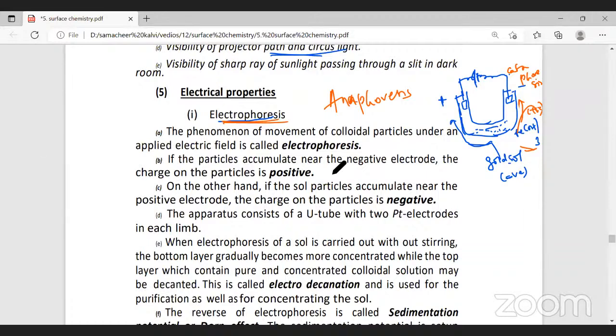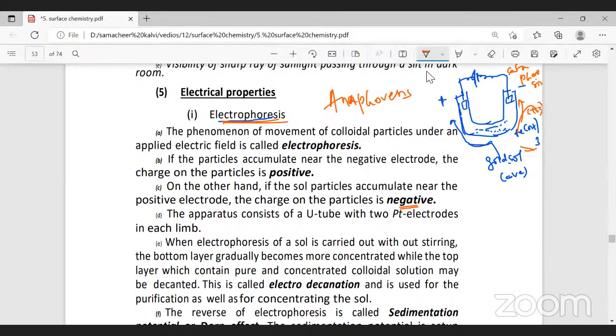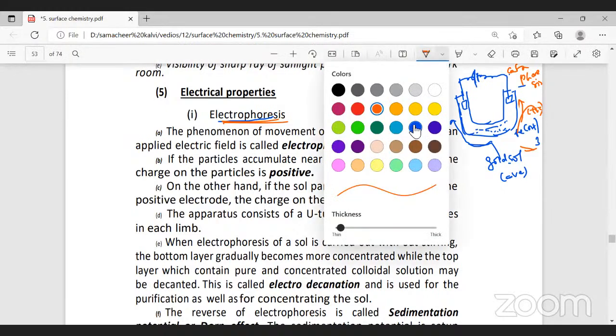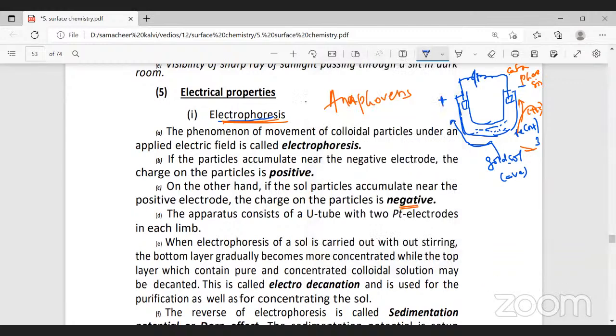If the particles accumulate near the negative electrode, the charge on the particles is positive. On the other hand, if the sol accumulates near the positive electrode, the charge on the colloidal particles is negative. This apparatus consists of a U-tube with 2 platinum electrodes in each limb. This I clearly explained. This is called electrophoresis. So in your 12th standard, they can ask you, what is anaphoresis? What is cataphoresis? Or what is electrophoresis? There can be a common question.